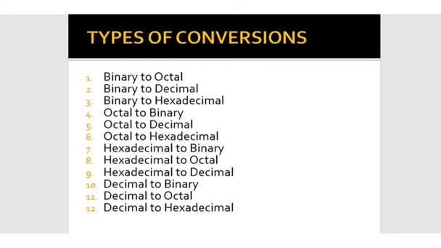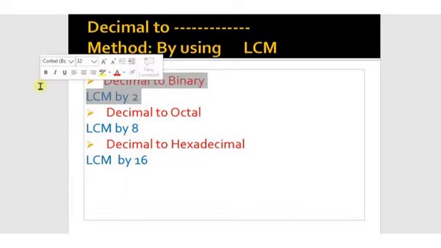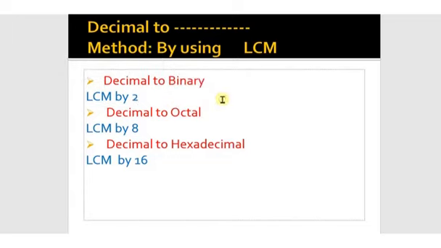So let's have a look at its method. In decimal to binary we take the LCM by 2 for the number which we have been given to be converted to the binary number system. We simply take the LCM by 2 for that number and write the number in the reverse order, which we will see in the upcoming example. So let's have a look at the example for the conversion of decimal to binary number system.